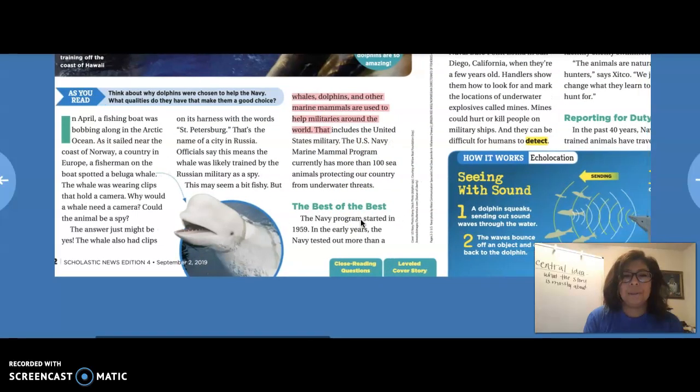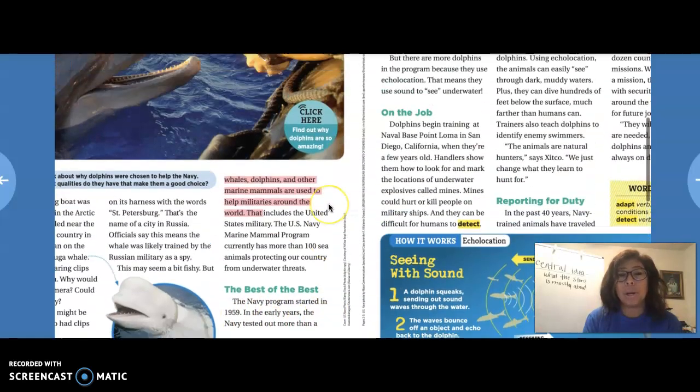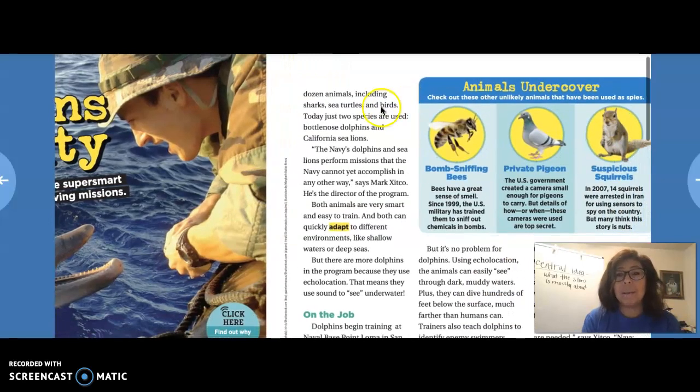Okay, now I'm going to keep on reading. The best of the best. The Navy program started in 1959. In the early years, the Navy tested out more than a dozen animals. That means 12, including sharks, sea turtles, and birds. Today, just 2 species are used, bottlenose dolphins and California sea lions.